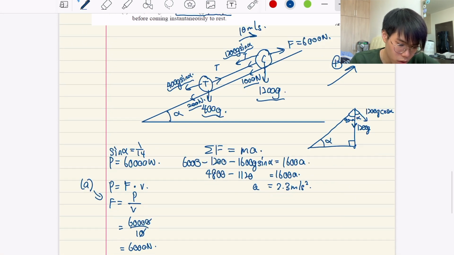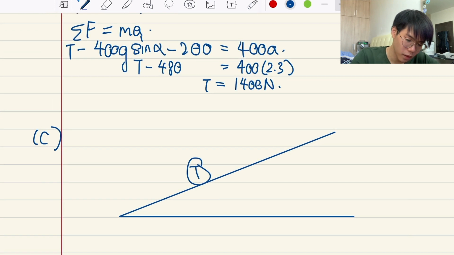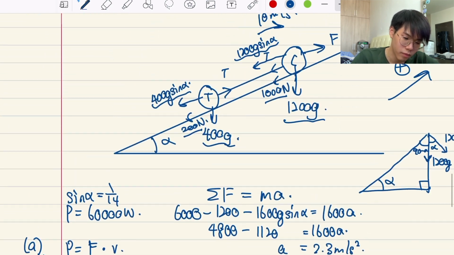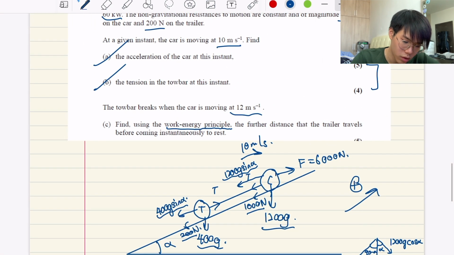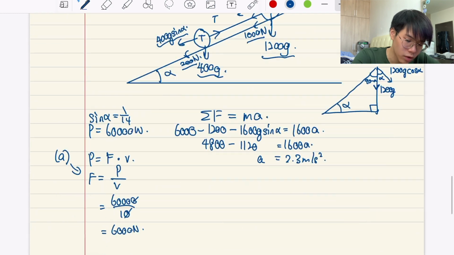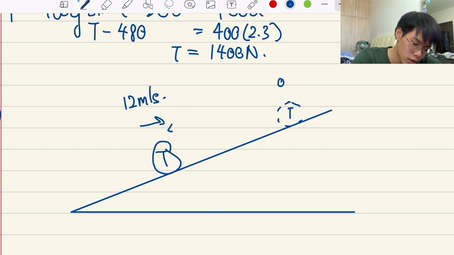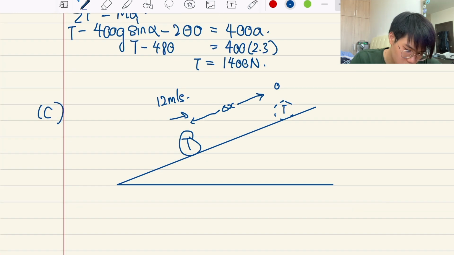So first, we know that before the tow bar breaks, it's moving with a velocity of 12 meters per second. After that, it comes instantaneously to rest. So we need to find out the distance it has moved. We know there is a friction force, which is 200 Newton.